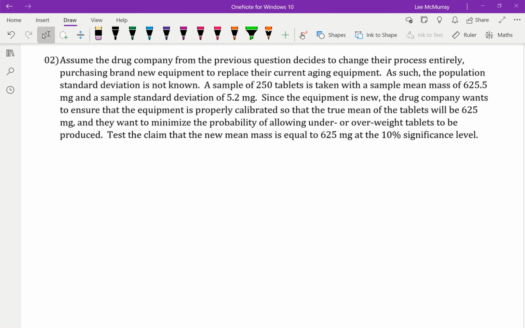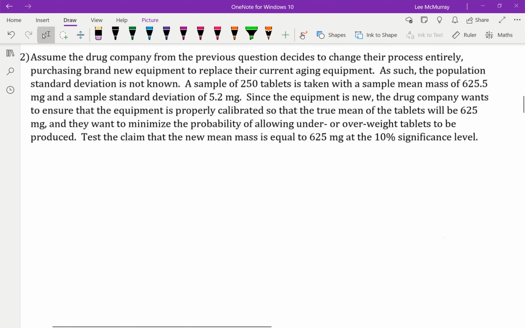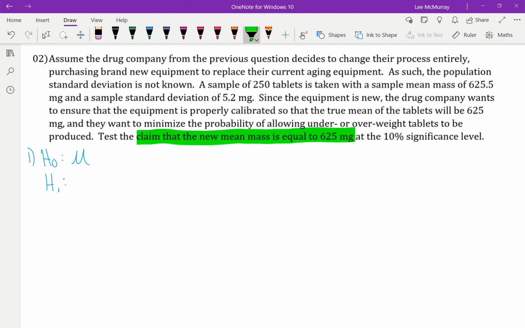Okay. So, first things first. This is going to be somewhat similar. Some of this process will be the same because we're doing more or less the same question with a few changes. But let me walk you through this just as a review. So the first thing we want to do again is just our H0 and our H1. So we're going to say that the mean is, and again we're testing the claim. So let's go to our claim statement. Claim that the new mean mass is equal to 625 milligrams. So our null hypothesis will reflect that claim, that it is equal to 625 milligrams.